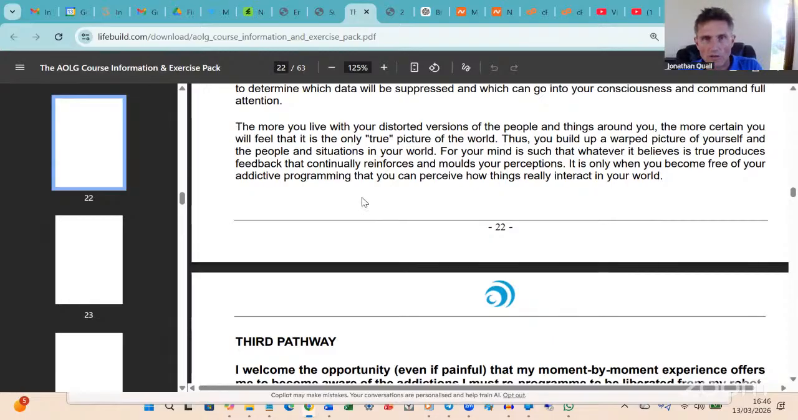Okay, so then the more you live with your distorted versions, just read that last paragraph. I think is it Elaine's turn?